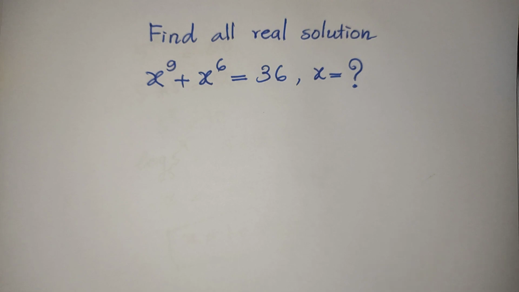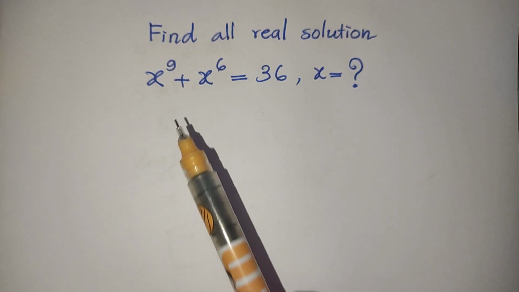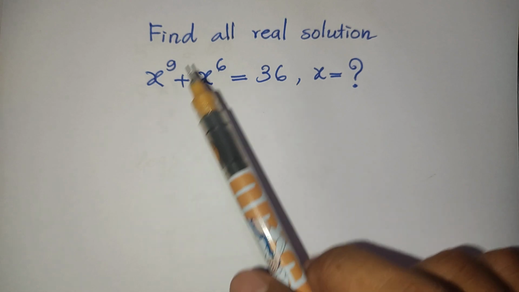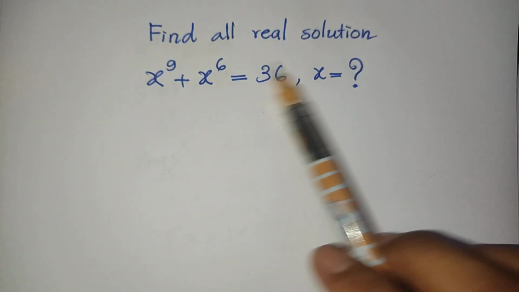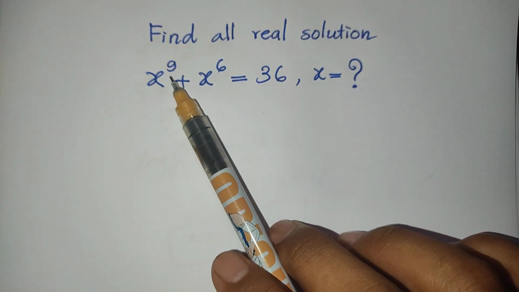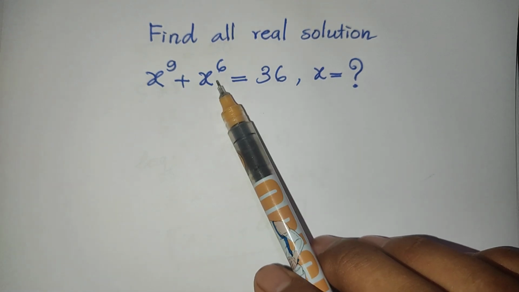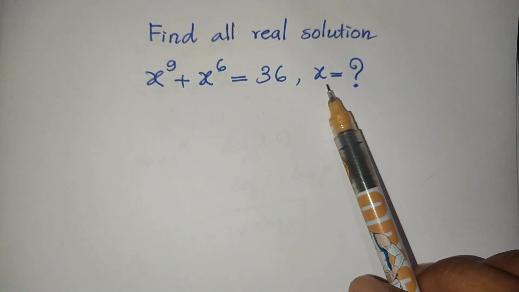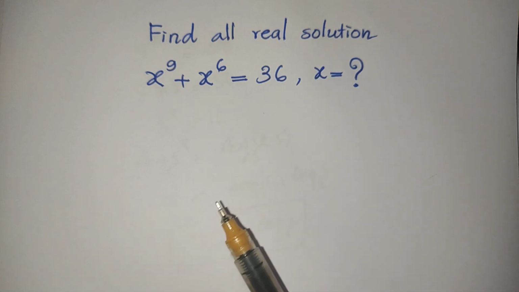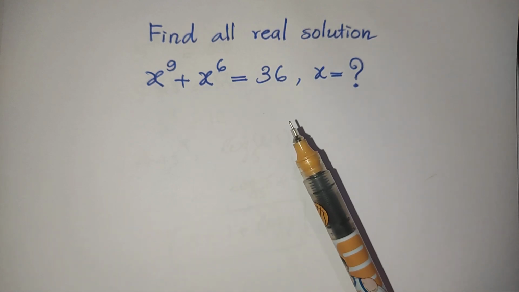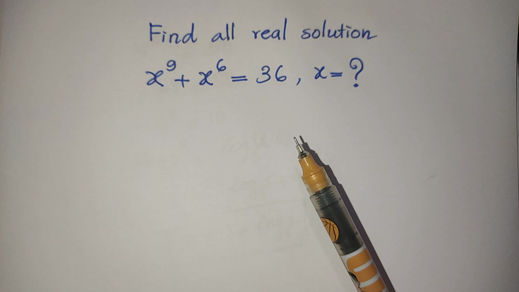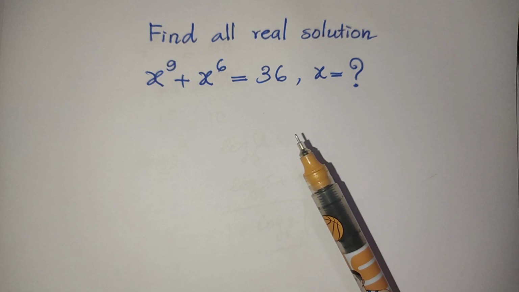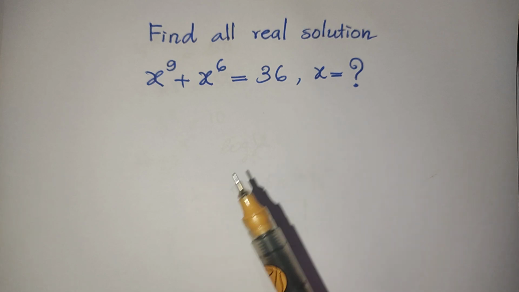In this video, we are showing you how to solve the equation: find all solutions x power 9 plus x power 6 equal 36 and find the value of x. Do you know how to solve this? If you know, please do it. When you have done it, please come back to watch my video from beginning to the end to verify your solution.